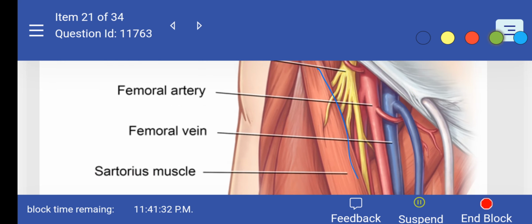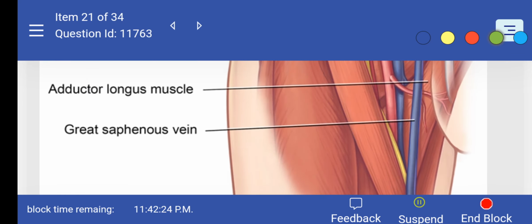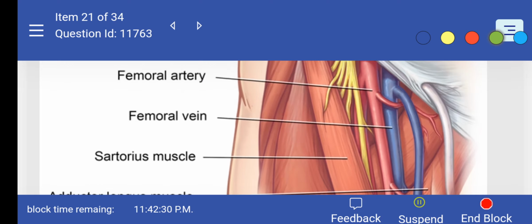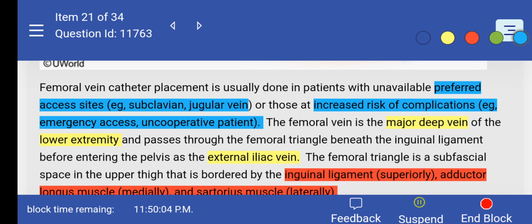Then we have the walls of the femoral triangle. You should remember these three things, right? The lateral wall is formed by the sartorius muscle. And the medial wall is formed by the adductor magnus muscle. This is important, right? And the superior wall is made by the inguinal ligament. And with that we have the great saphenous vein, which would drain into the femoral vein, right over here, and together they form the common femoral vein, right?